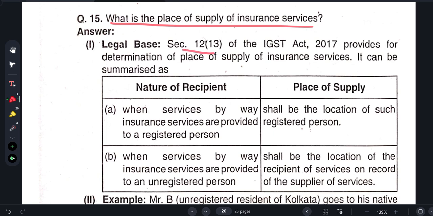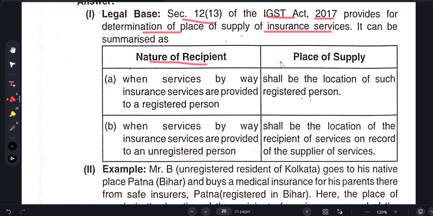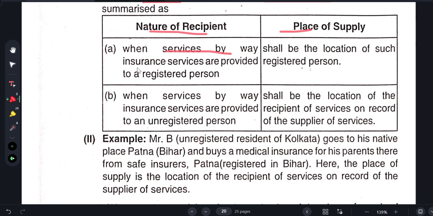So Section 12(13) of the IGST Act 2017 provides that determining the place of supply of insurance services can be summarized as nature of recipient and place of supply. When services by way of insurance are provided to a registered person, the place of supply shall be the location of such registered person, the location where he resides. And when services by way of insurance are provided to an unregistered person, the place of supply shall be the location of the recipient of service on the record of the supplier of service, where he gives it on record.